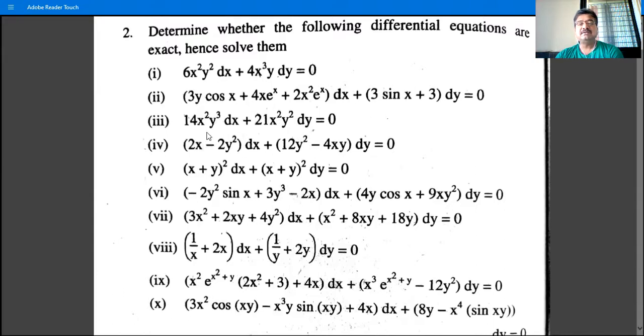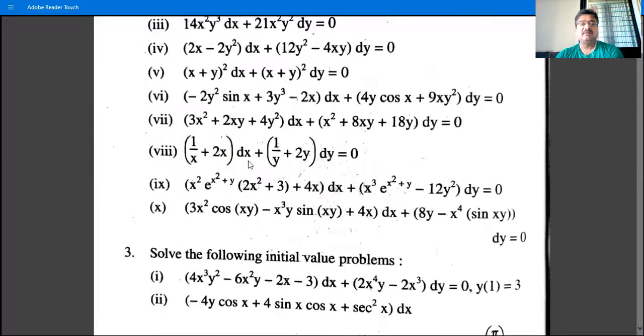That is, the coefficient of dx is M, the coefficient of dy is N, and we have to find the derivative of M with respect to y and N with respect to x. If these two are equal, ∂M/∂y equals ∂N/∂x, then the given differential equation is exact. And then how do we find the solution of an exact differential equation? We use the formula: integral of M dx plus integral of the terms in N independent of x dy is equal to a constant. By using this formula, we can find the solution of the exact differential equation.